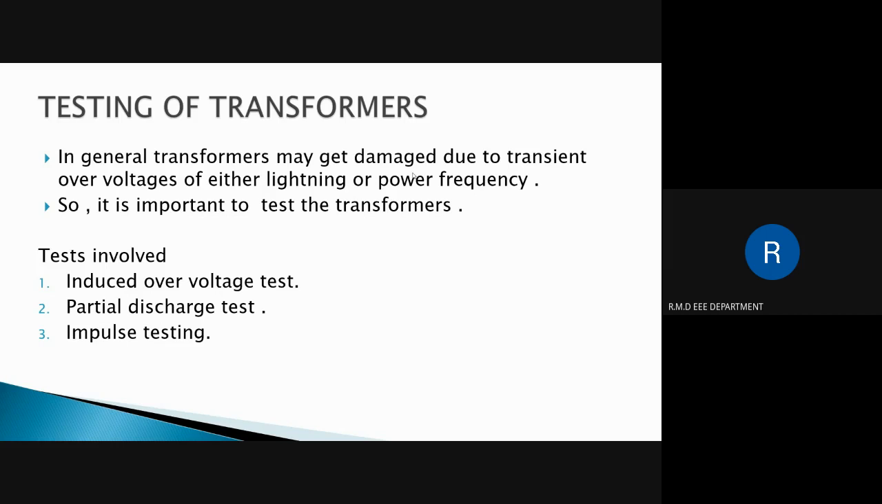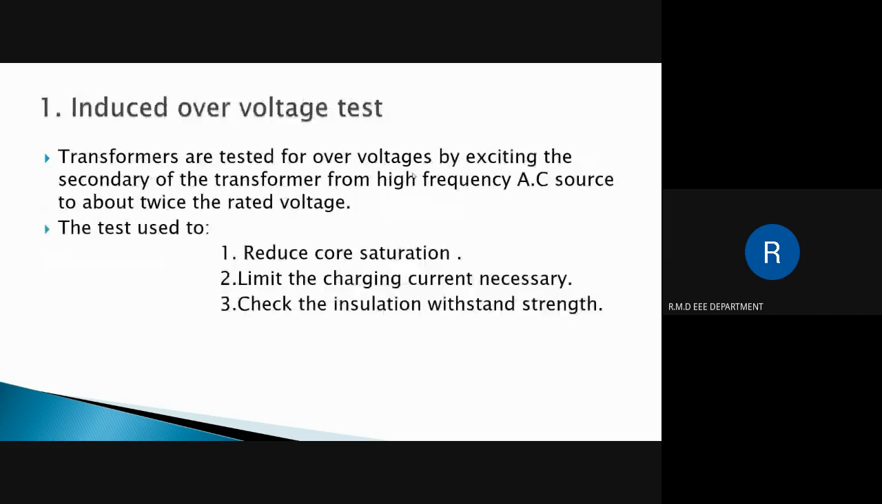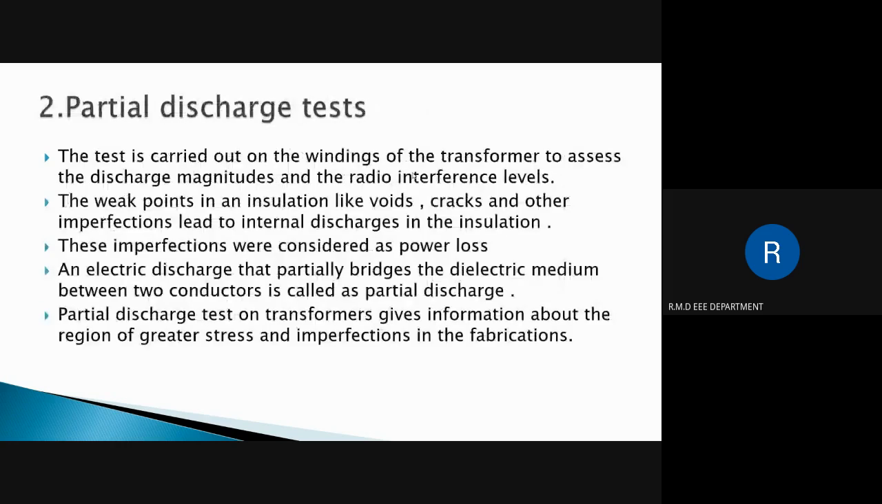Now we'll see the first topic, induced over voltage test. In this test, the transformers are tested for over voltages by exciting the secondary of the transformer from a high frequency AC source to twice the rated voltage. This test is used to reduce the core saturation, limit the charging current necessary and check the insulation withstand. So this is the induced over voltage test.